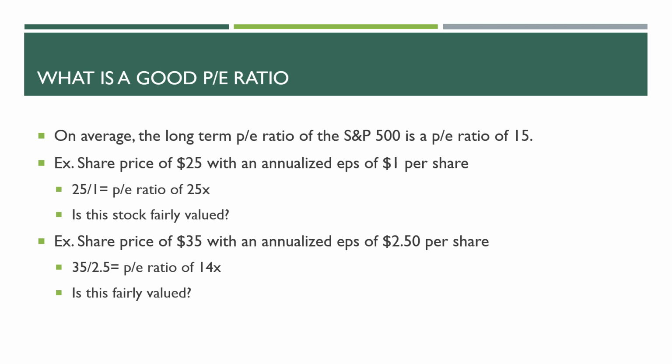Right here we're going to talk about what a good PE ratio is. So if we're looking on the average on a long-term basis of the S&P 500, an average PE ratio is somewhere around 15. That's going to be a 15 times multiple. So that earnings per share annualized multiplied by 15 is going to get you that stock price. And that's an average one.